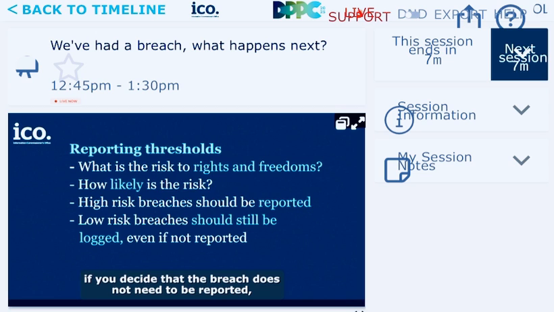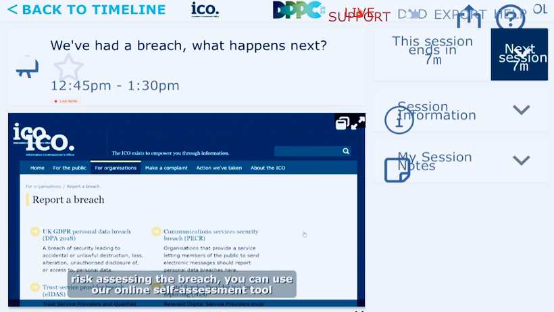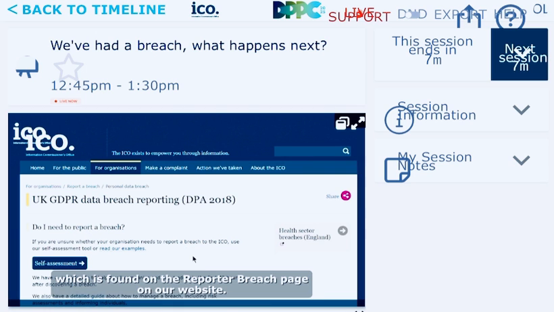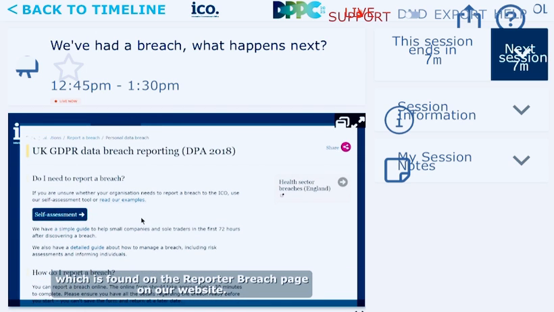If you decide that the breach does not need to be reported, you should still document it internally. And if you need any help risk assessing the breach, you can use our online self-assessment tool, which is found on the Report a Breach page on our website.